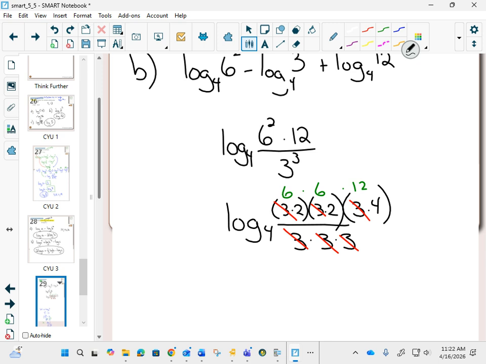All of those 3's will go away. And what am I left with? 2, a 2, and a 4. 2 times 2 times 4, that is 16. Do we need to use the other technique, or is this one you can just see? 4 to what exponent is 16? 2. 2. Okay. Perfect.